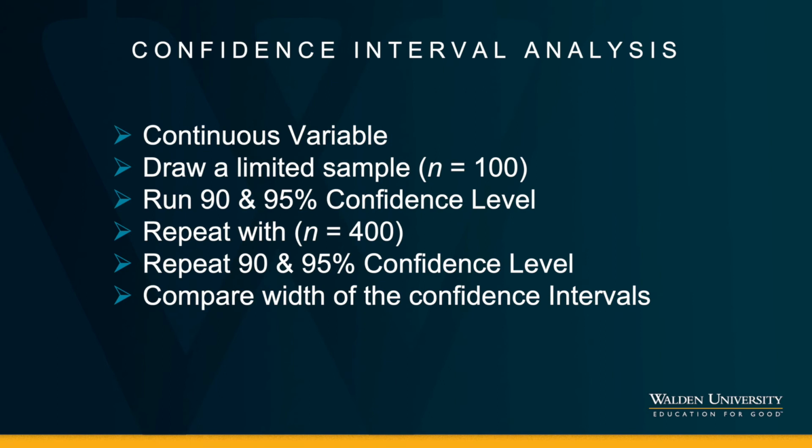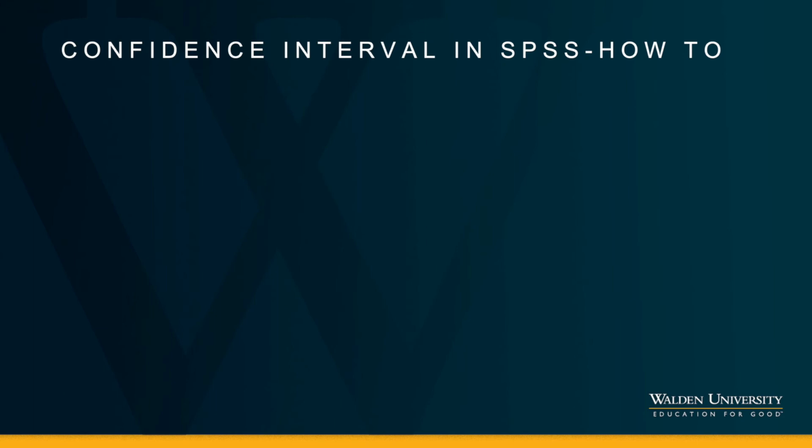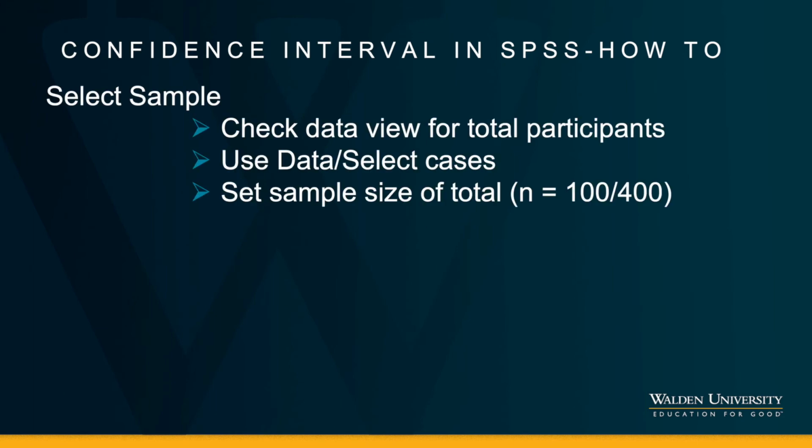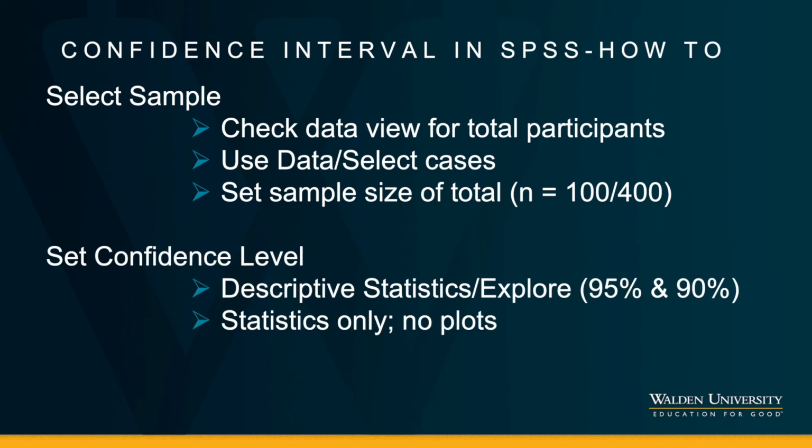To summarize how we ran this, it's written here on the slide. I first checked the data view for total participants. I used Data, Select Cases, and I set the sample size to 100 first. And I ran these confidence levels at 95% and 90%. And then I went back and ran it in 400. Same 2 confidence levels. And I asked for statistics only and no plots.